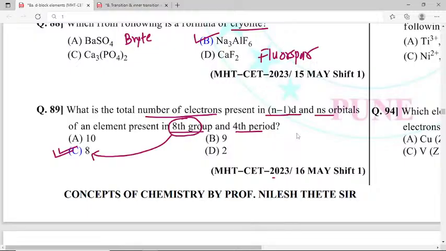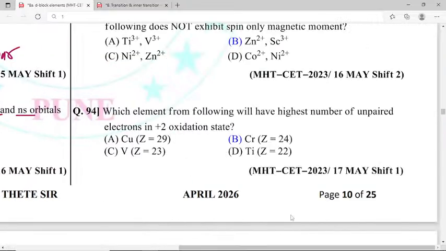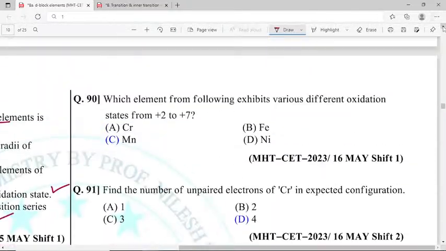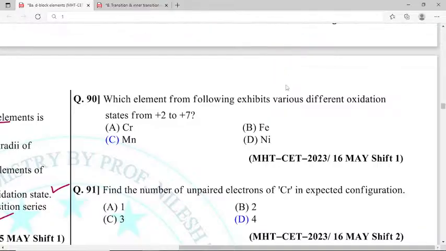Question 23, CET 2023. This is again a very important question. IMP question 2026. Yes, very good. Which element from the following exhibits various different oxidation states, plus 2 to plus 7? Manganese. Manganese 3d5 4s2. So plus 2 to plus 7, manganese. So simple here.